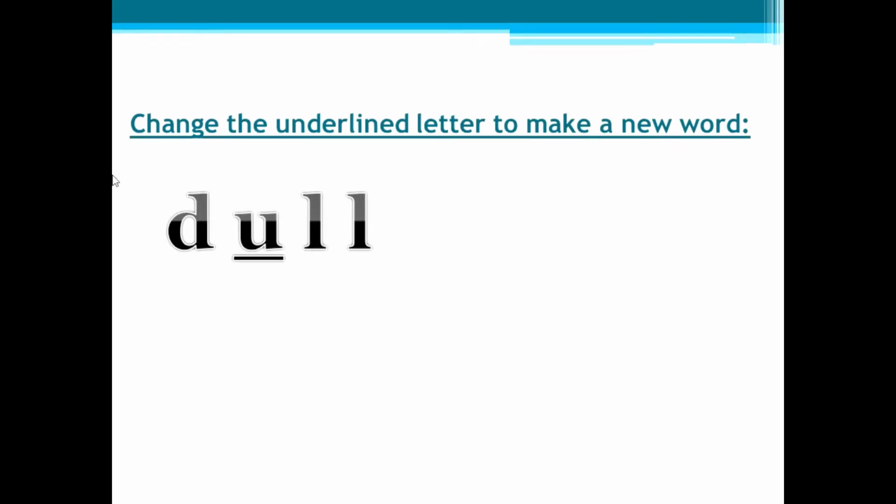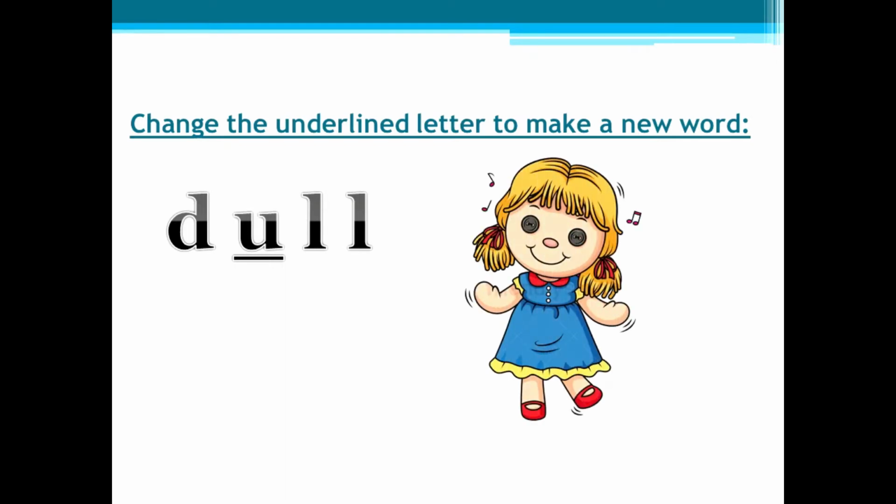What is this? And a long sound of L, that is L, dull. Okay. So now I have to change the underlined letter, which is U, into something else so that I will get a new word. Now let's look at the hint. Oh, it is a doll. So instead of U, I have to write O. So it will become doll. Okay.